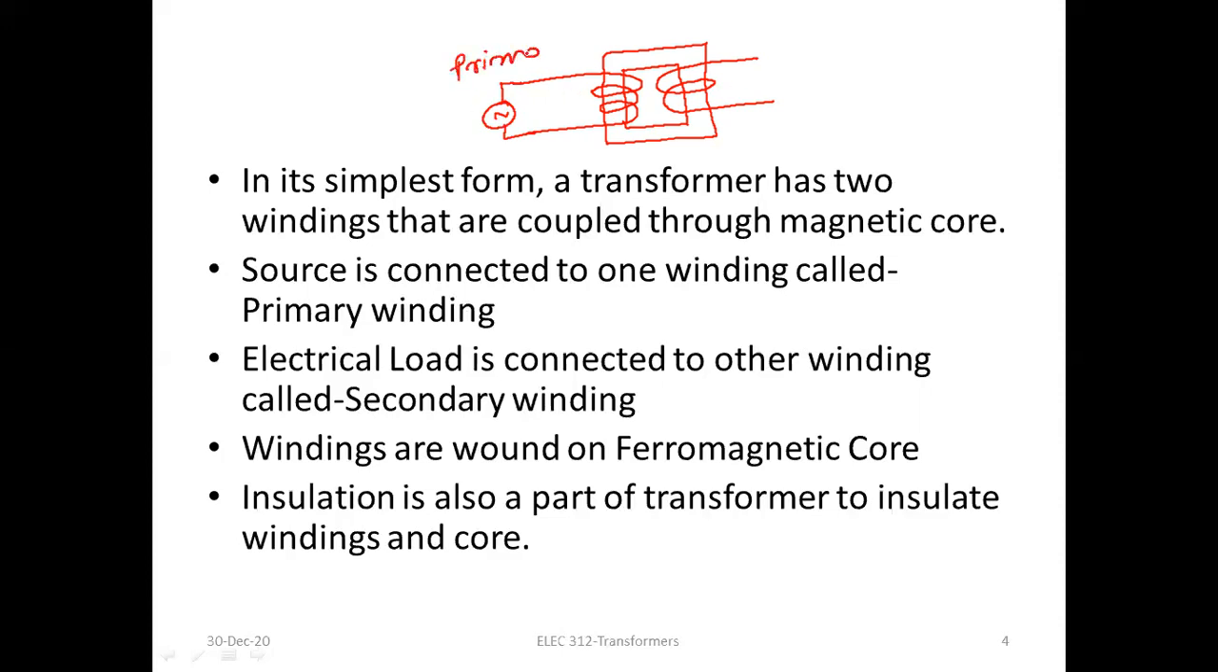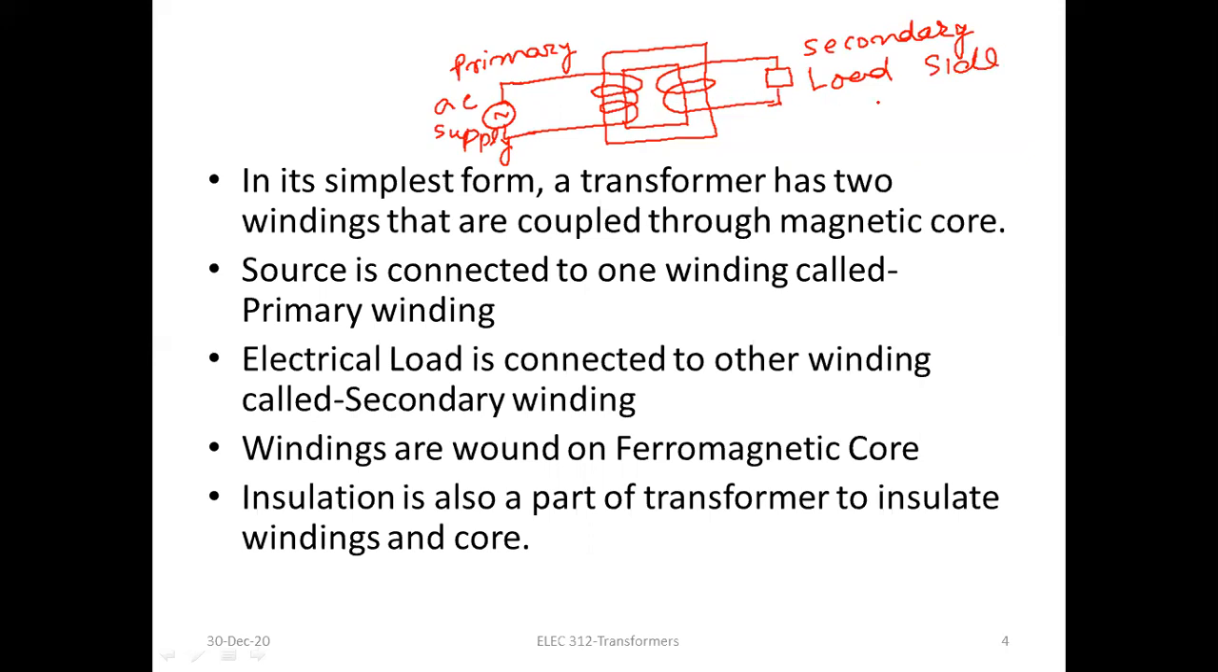Here we are giving an AC supply, only AC supply. The transformer works for AC. So the AC supply is given here, and here the load is connected. The side where the load is connected is called the secondary side.